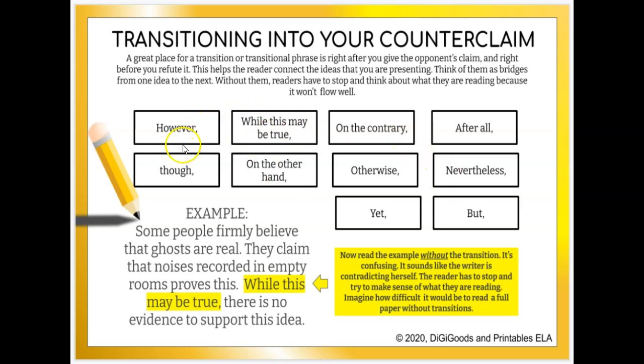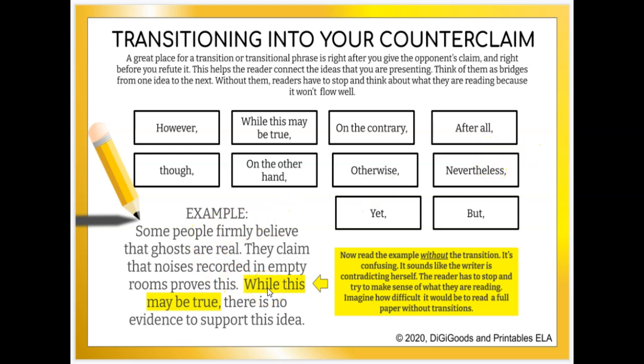Here are some popular transitions, but there are plenty more. However, while this may be true, on the contrary, after all, though, on the other hand, otherwise, nevertheless, yet, and but. These transitions are all very popularly used when you are refuting a claim because you are giving opposite information.